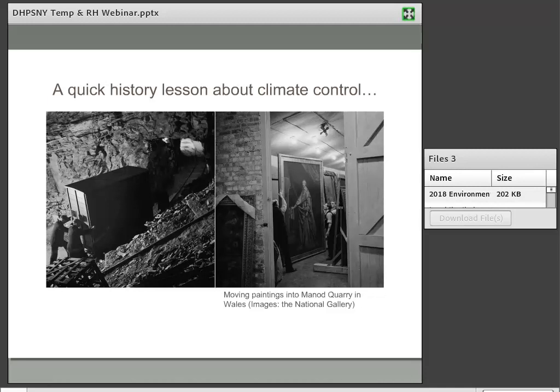So while monitoring their condition in the mines, curators noticed that the condition of the paintings actually greatly benefited from the stable, cool environment.